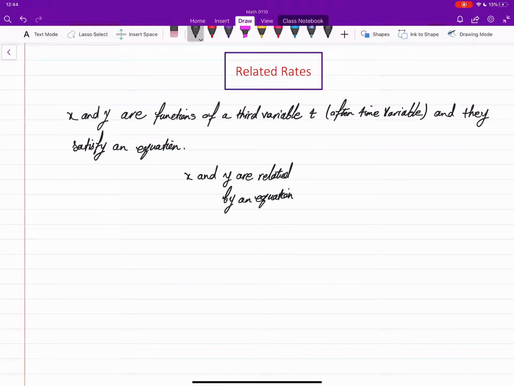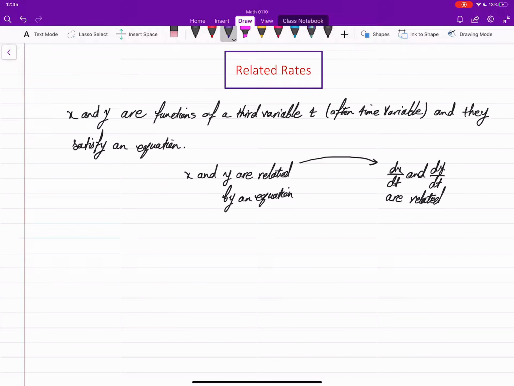And what we want is to establish a method through which we can find how the rate of change of x and rate of change of y are related. So how dx dt and dy dt are related. This is why the title of the chapter is related rates. So we start with an equation for x and y, and we find the relation for dx dt and dy dt, for the rates of change.